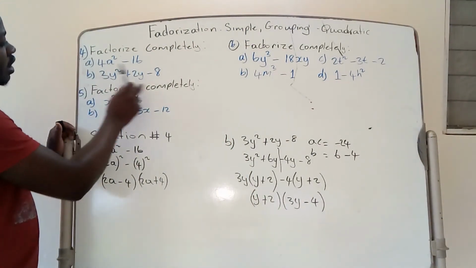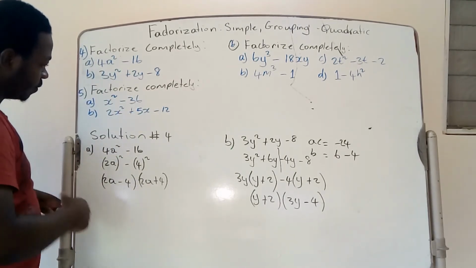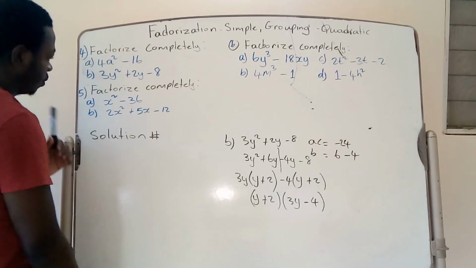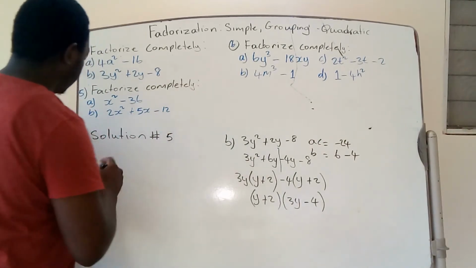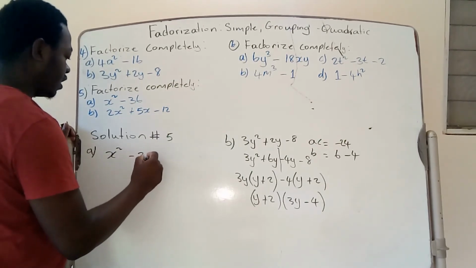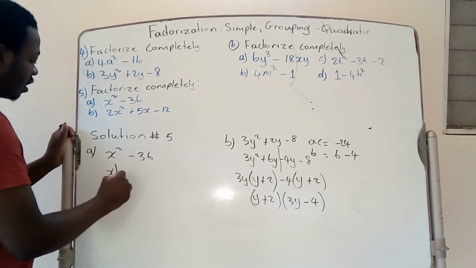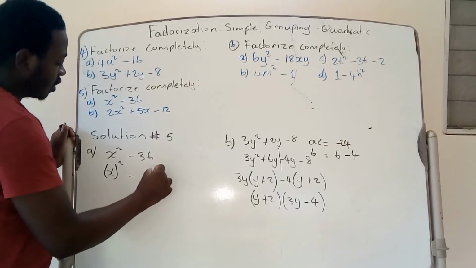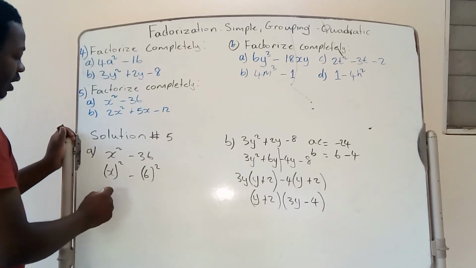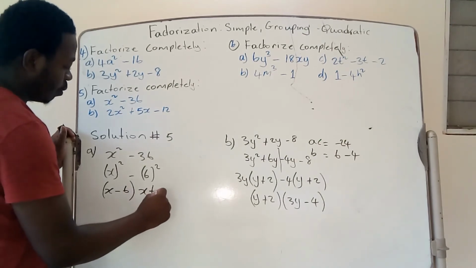Question 5. Factorize completely. x squared minus 36. So we have part A to be x squared minus 36. Clearly, you can see that this is a difference of 2 squares. So this is x all squared minus 6 all squared. Right? Our answer is x minus 6 and x plus 6.